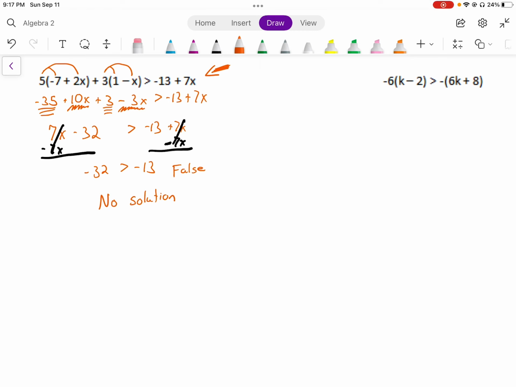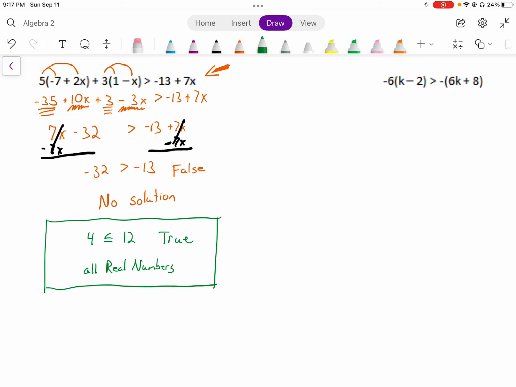While we're at it, let's go ahead and mention something else. If you solve an inequality, or actually even an equation, and you get to something that's always true, like 4 is less than or equal to 12, that's always true. If you get something that's always true, then you'll end up with an answer that's all real numbers. I know that wasn't a full example, but just to throw that in there, if you solve an inequality and you get something that's true, the answer is all real numbers.